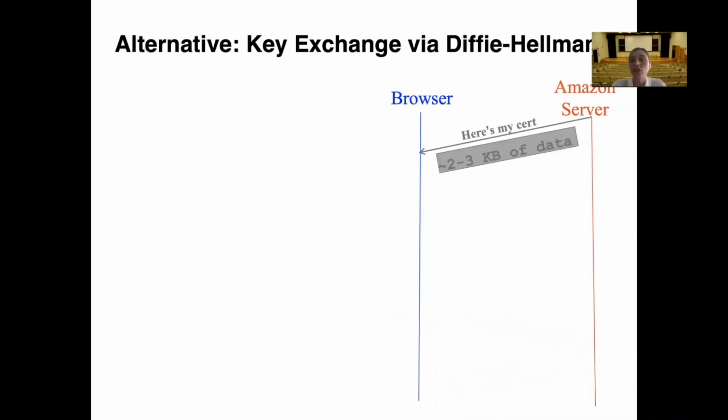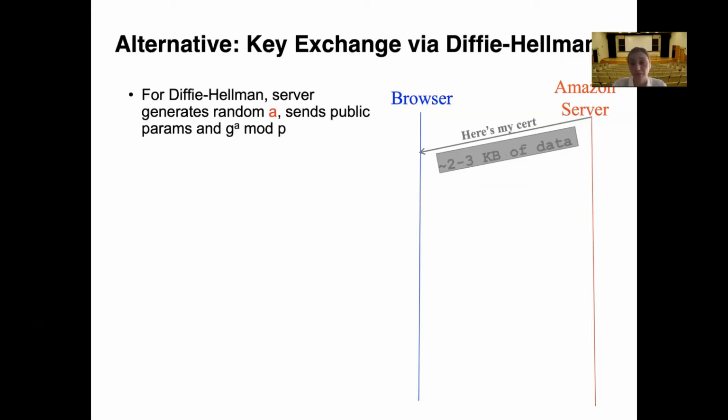We can also do the key exchange with Diffie-Hellman instead of RSA. So the handshake can be done with Diffie-Hellman instead of RSA, and it's actually even more common today, and we'll see in a moment why. It gives you an extra security property. So here's how it goes with Diffie-Hellman.